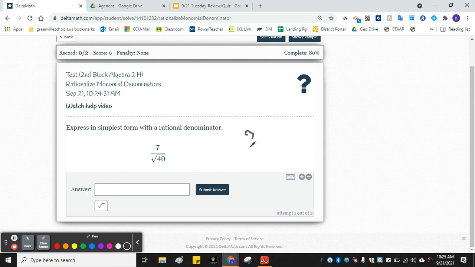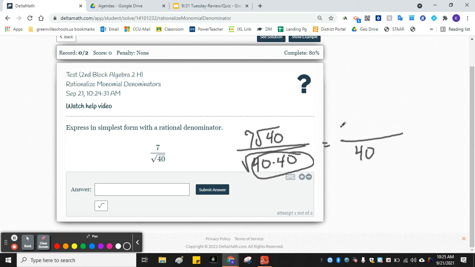Hold on. So 7 square root of 40. Square root of 40 times square root of 40 is 40 times 40. I don't need to multiply this together. And every 2, 1 comes out. So it cancels it then. There we go. And then we have to still simplify the square root of 40 on the top.